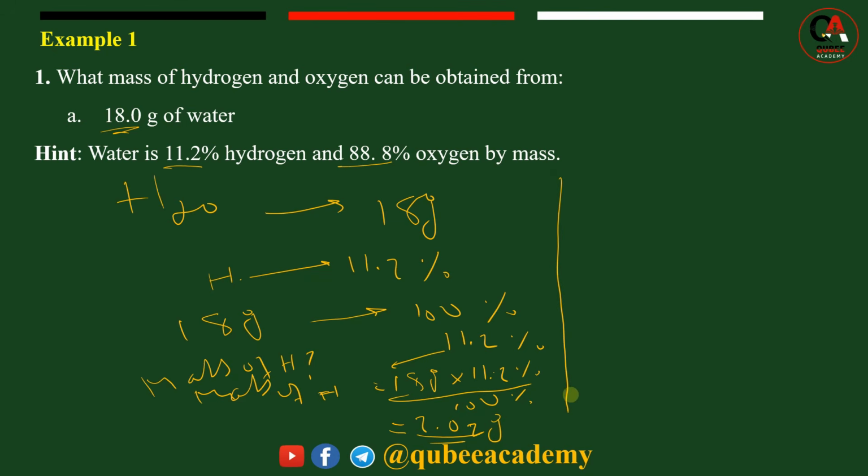So we also determine the mass of oxygen. This 18 grams of water represents the total mass. So again, if this 18 grams represents 100%, among this 100% we have 88.8% of oxygen.